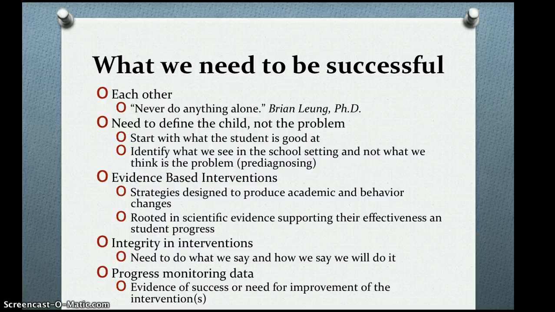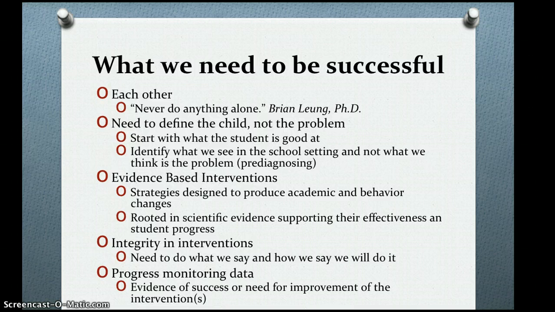Lastly, these are some of the things that we need in order to have a successful Student Success Team. We definitely need each other. We need the students' input, the parents' input, the teachers' input, the school psychologist's input, as well as the administrator's input, because we all know the child in different ways and different settings. We need to define the child and not the problem. So start with what the student is really good at and what their strengths are. Identify what we see in the school setting and not what we think the problem is.